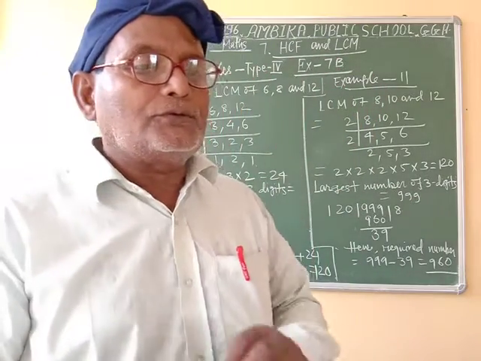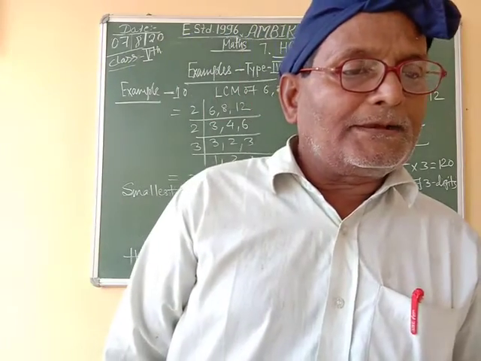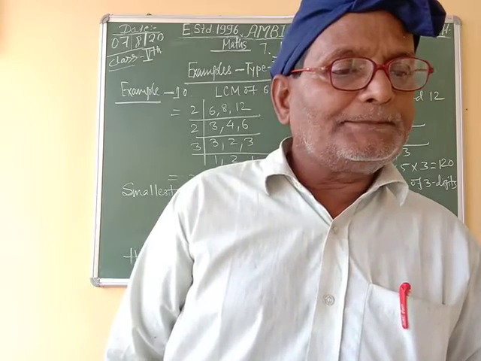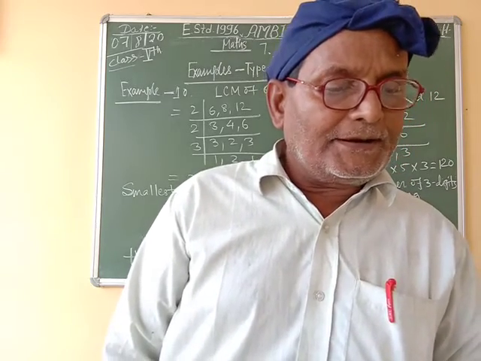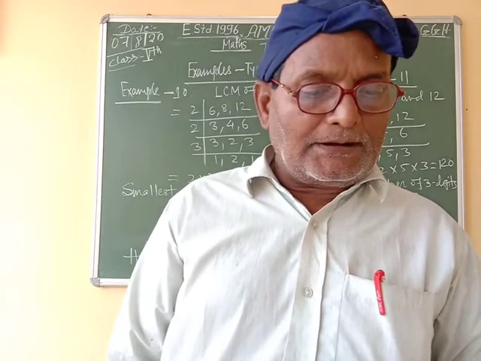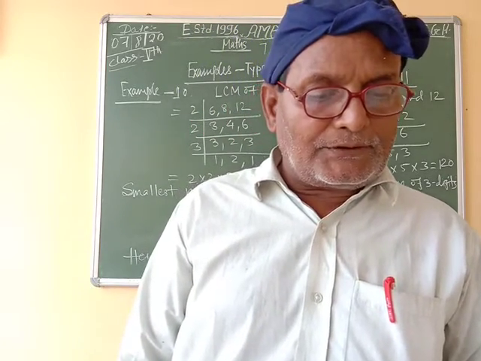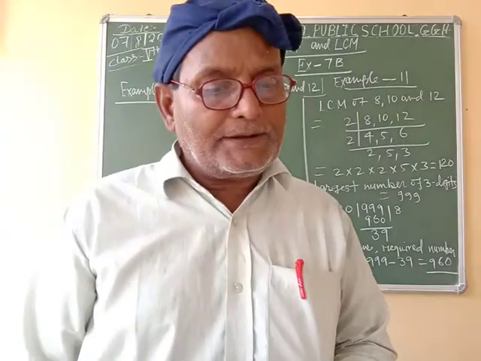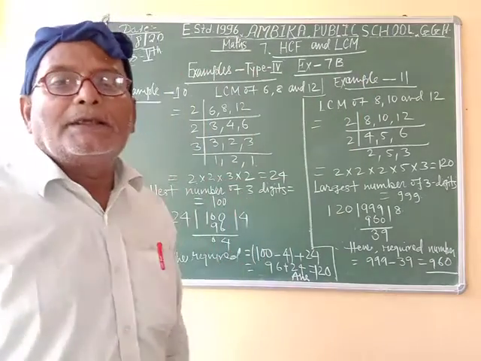Now I am going to solve example 12 and 13, which are all the same. Now find the least number which when divided by 15, 20 and 48 leaves a remainder 9 in each case.